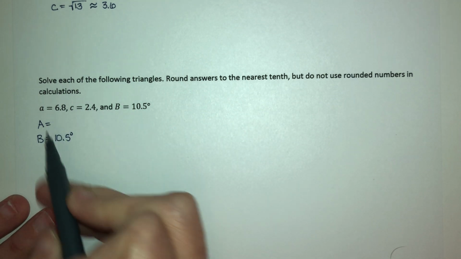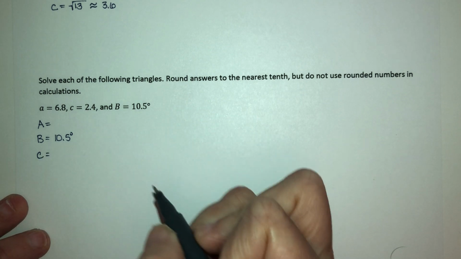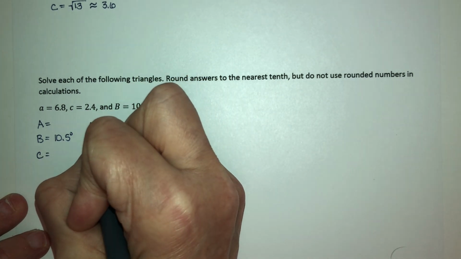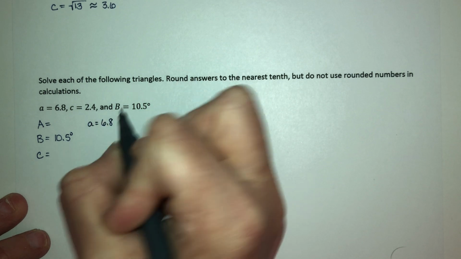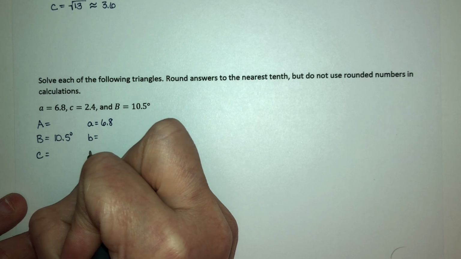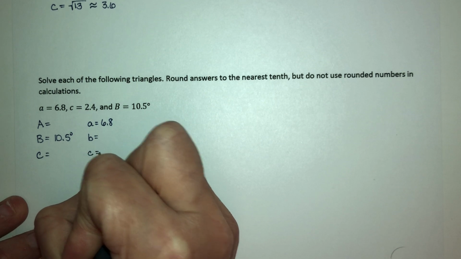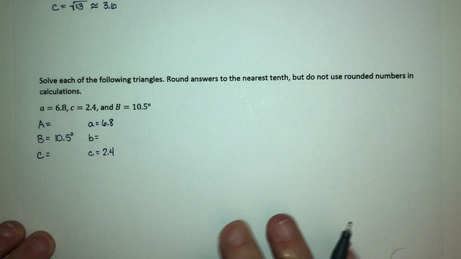So I don't know angle A, I do know angle B. Angle C I do not know. Side A is 6.8. Side B I do not know. And then side C is 2.4. Okay?